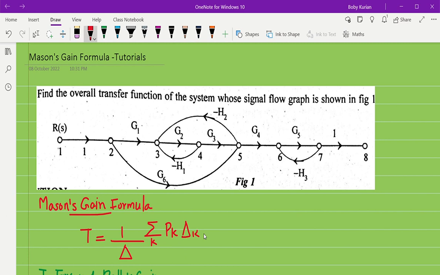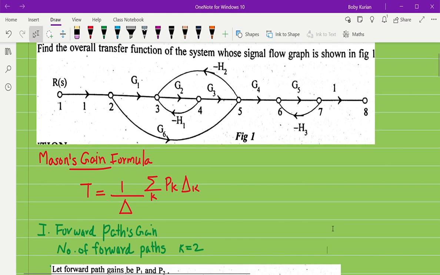So first of all, here we have to find the forward paths, the number of forward paths. Here you can see in this figure, we can find the number of forward paths initially. So the first forward path should start from the input node, and you can see this path goes like this, and ends at the output node. So this is a forward path.